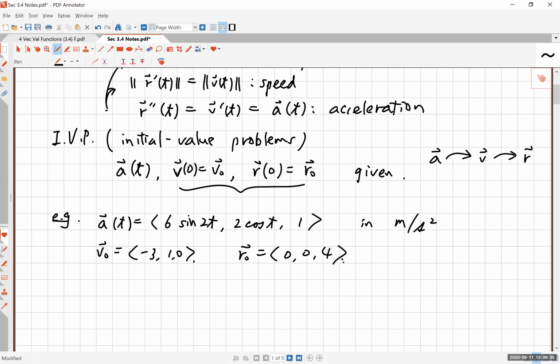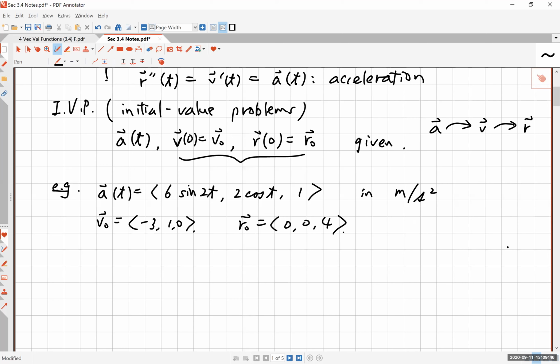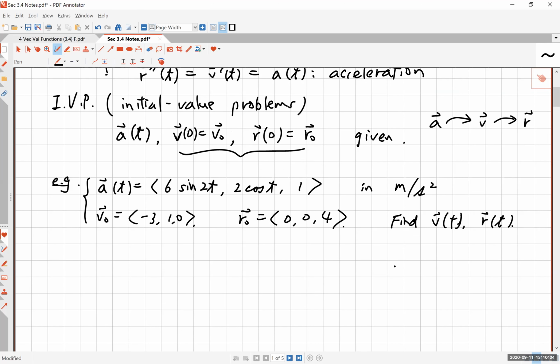Every time you integrate, you have to have a constant because the antiderivatives are a family of functions, and to find the specific one, you have to have a condition. So these are a typical set of given conditions. Now we are to find V of t, the velocity function, and the position function. That should be a pretty easy problem. Let's go ahead and try this.